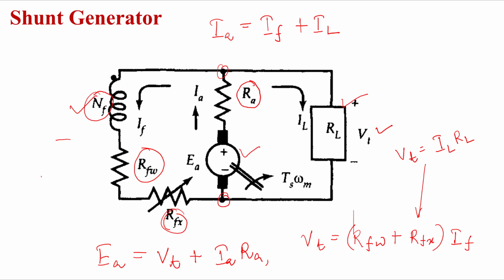Initially there is no current, right? Unless the voltage is developed in the armature circuit, there will be no current in the field, right? So how will the initial voltage be developed? By varying the flux. But we don't have any supply to the field, right? How will the flux vary?